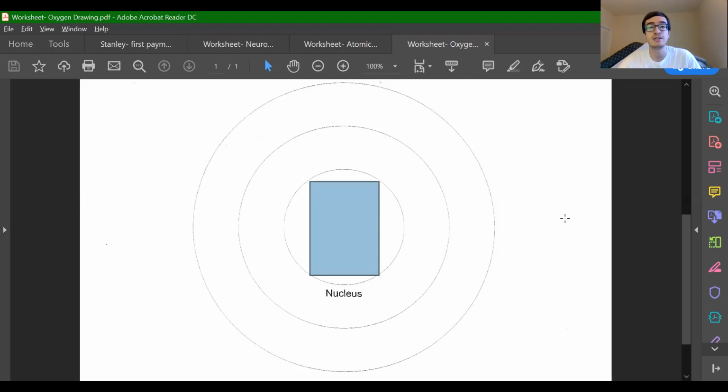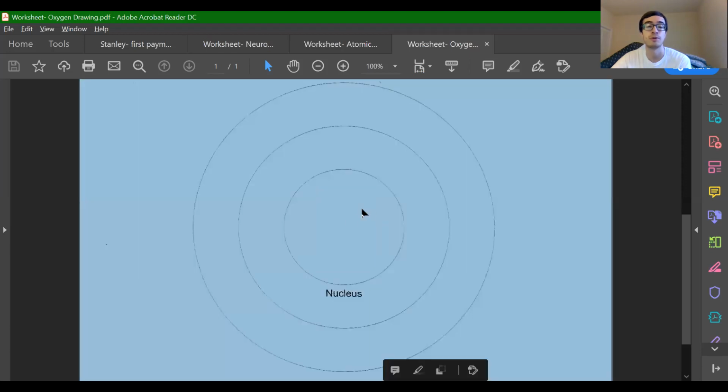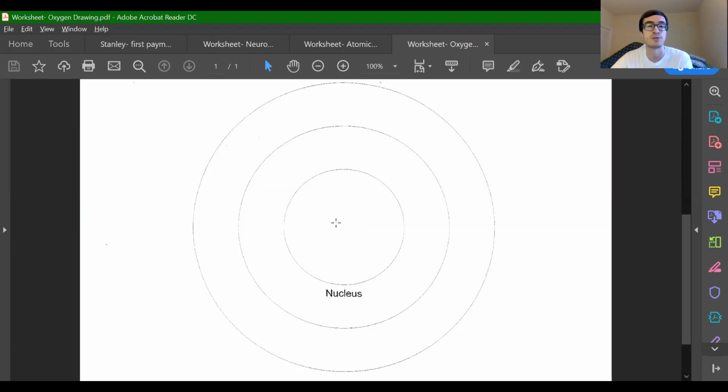Now it's up to you how you want to display them. You could do P's and N's. You could do pluses and zeros for their charges. You could do shapes to determine which one is which. I don't really care, as long as you have the correct total number of protons and neutrons in the nucleus. And then the electrons, remember, you have to figure out where all of your electrons are going to go.